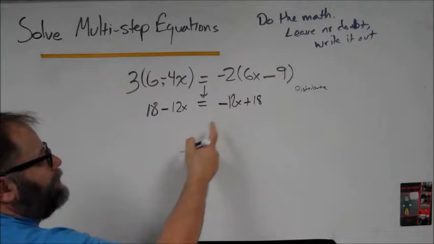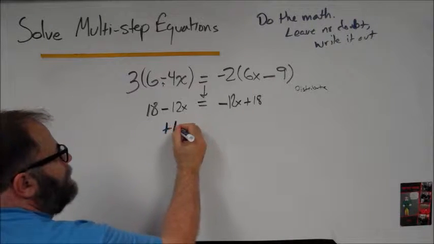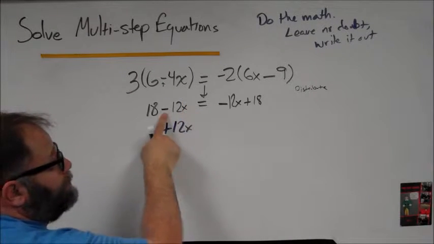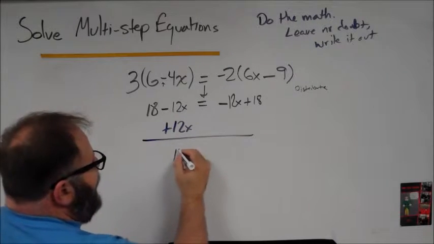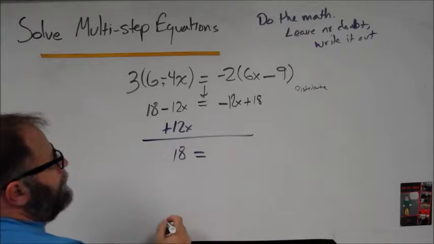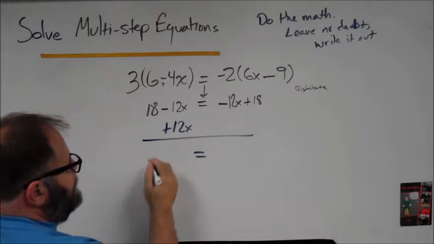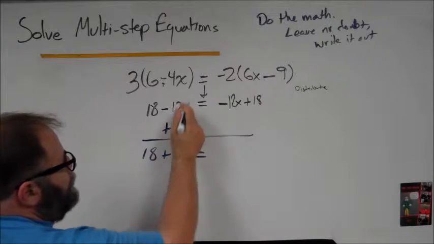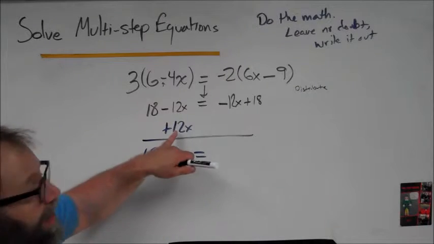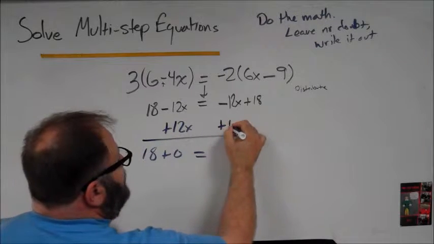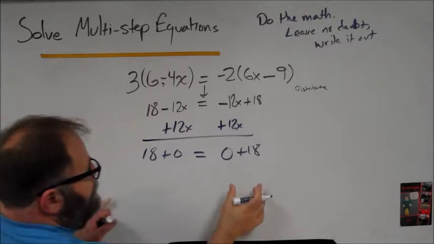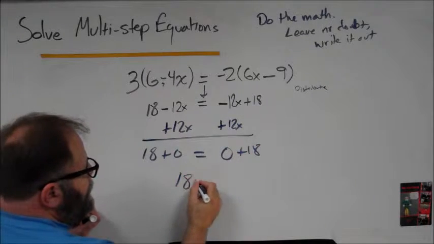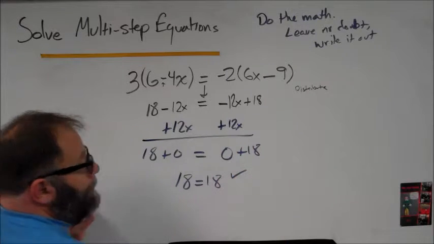So I'm just going to work left to right, which I usually do. I'm going to add 12x to this. So negative 12x, positive 12x, that's 0. That's going to leave me 18. Let me write this as 18 plus 0. There's my 0. Then if I add 12x to that side, I've got to add 12x to this side. And I get 0 plus 18. Combine like terms. 18 equals 18, kablamo.